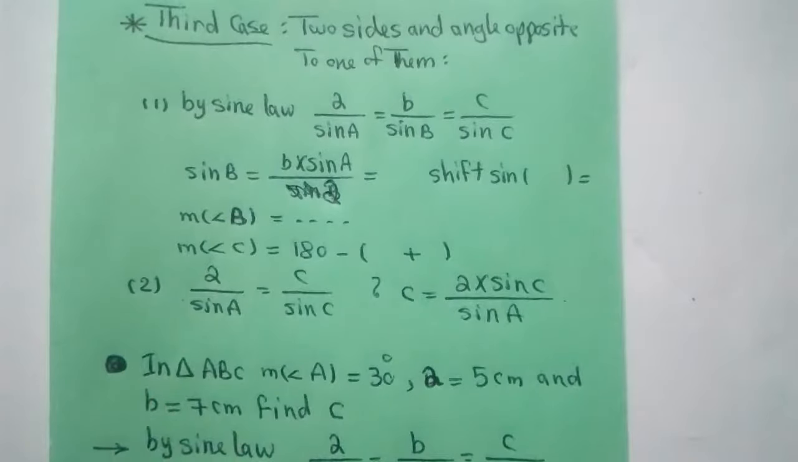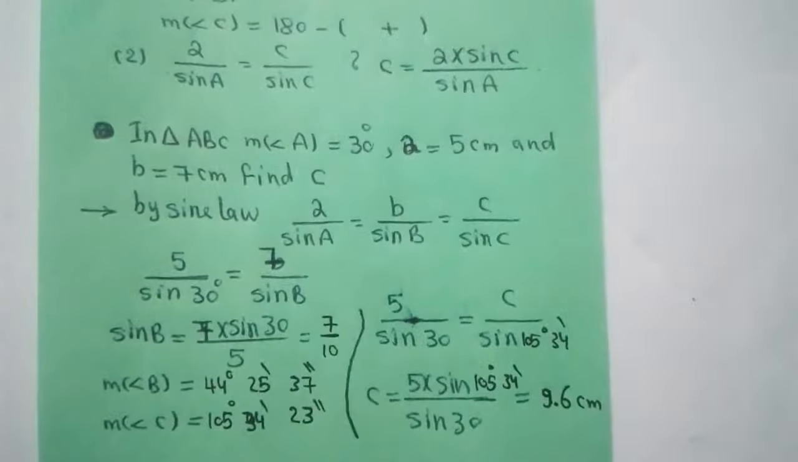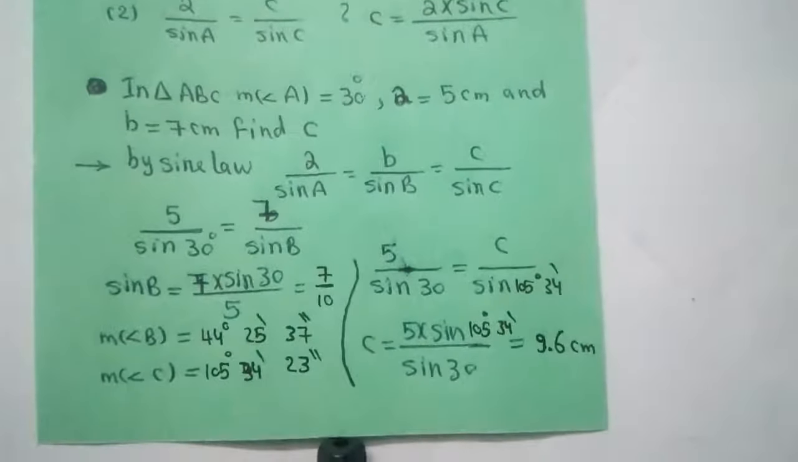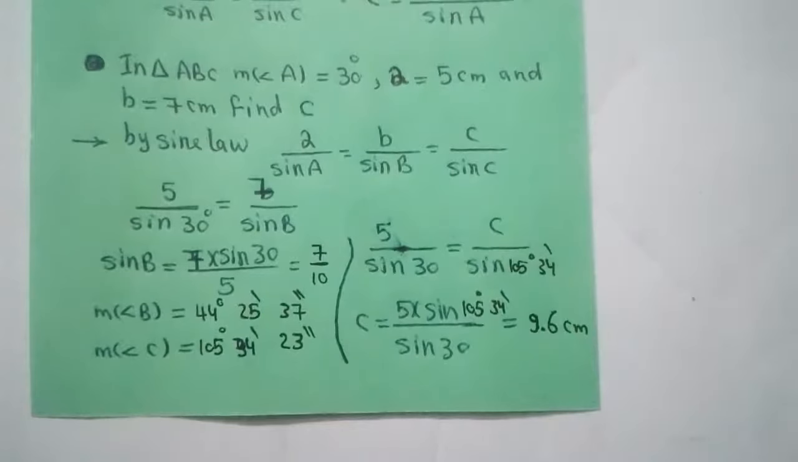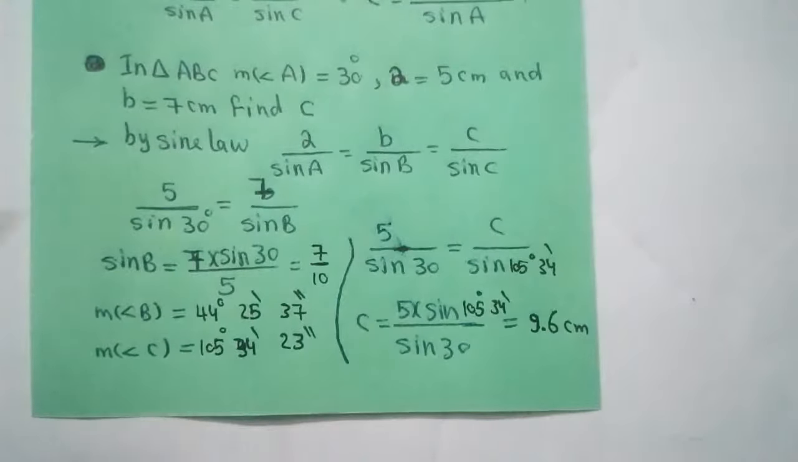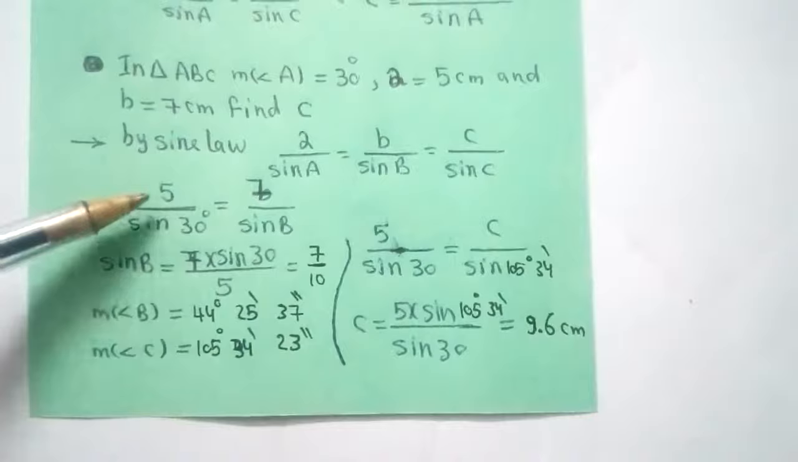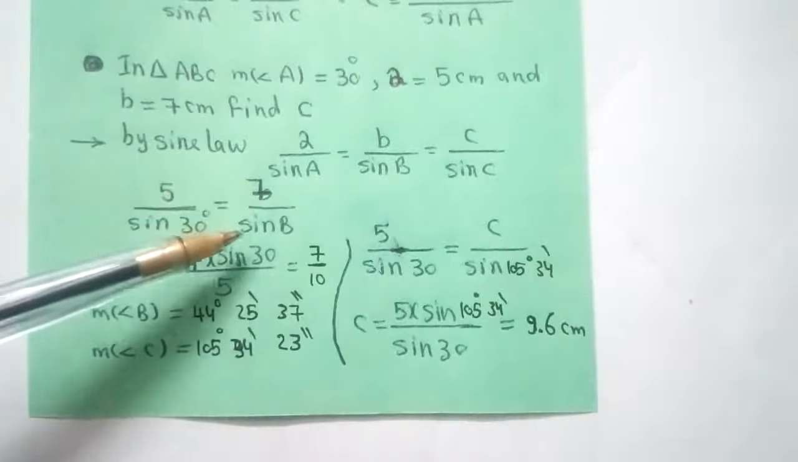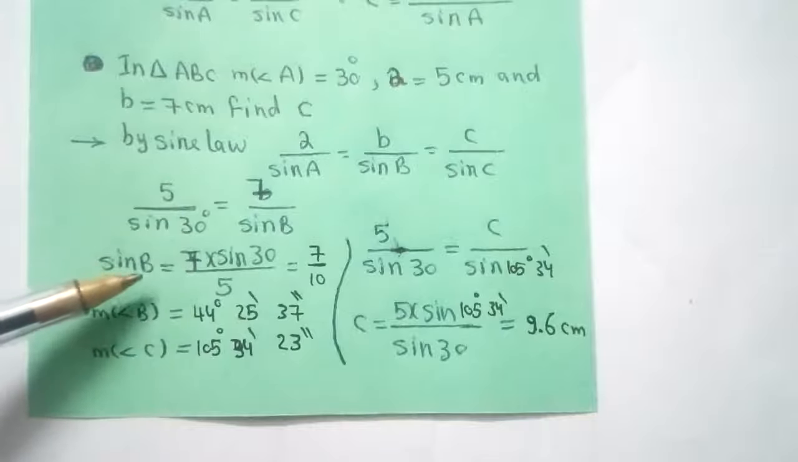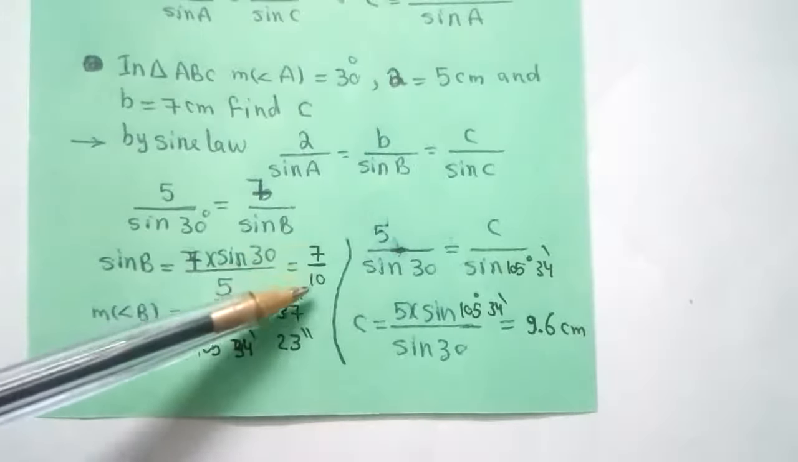Example: in triangle ABC, measure angle A equals 30, a equals 5, and b equals 7. Find c. By sine law, a over sine A equals b over sine B equals c over sine C. So 5 over sine 30 equals 7 over sine B. By cross multiplication, sine B equals 7 times sine 30 over 5, equal 7 over 10.